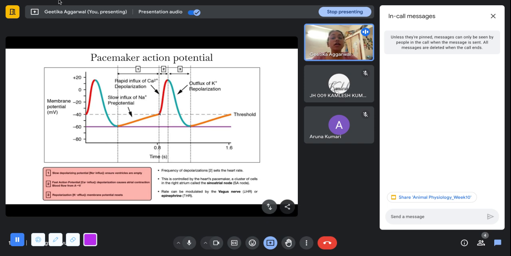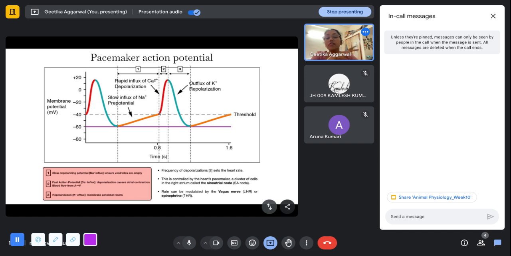So first of all, let's look at how the action potential happens in the pacemaker cells. So now that we have seen that the SA node actually sends a signal to the atria for them to contract, right? So that is what is happening here during the first phase. All of the cells here in the blue line are actually repolarizing back to minus 60. So in the pacemaker action potential, there are three types of channels: sodium channels, calcium channels, and potassium channels. All of these channels are voltage gated.